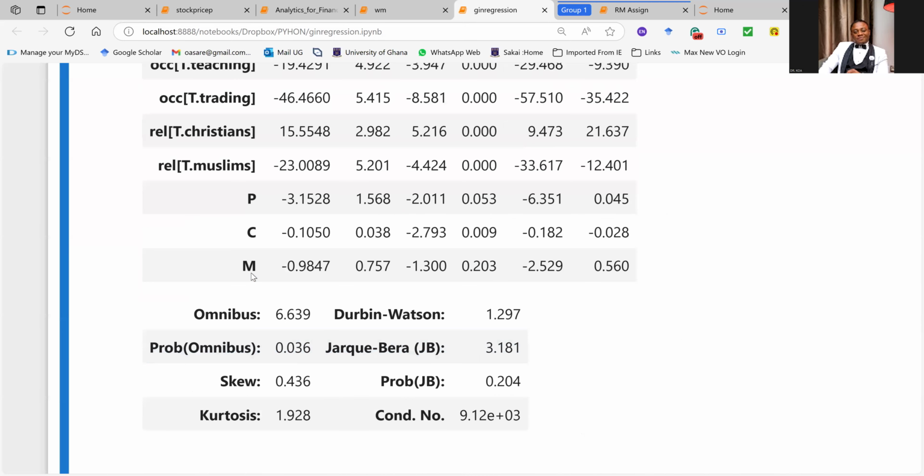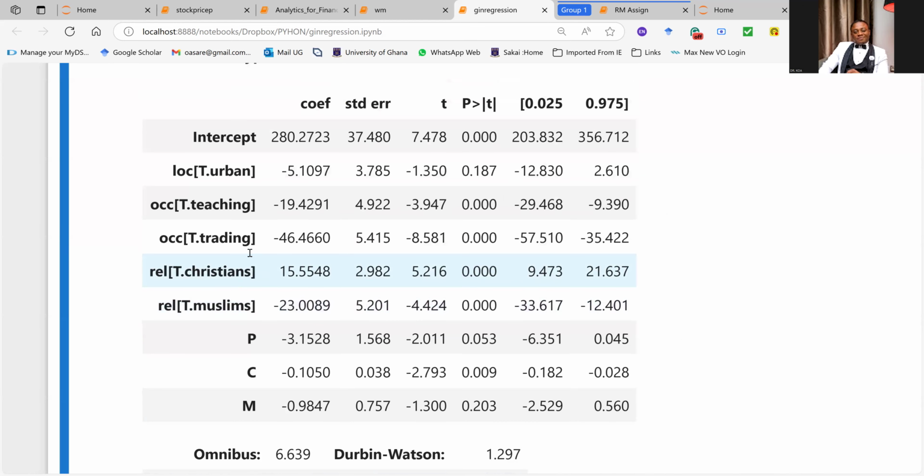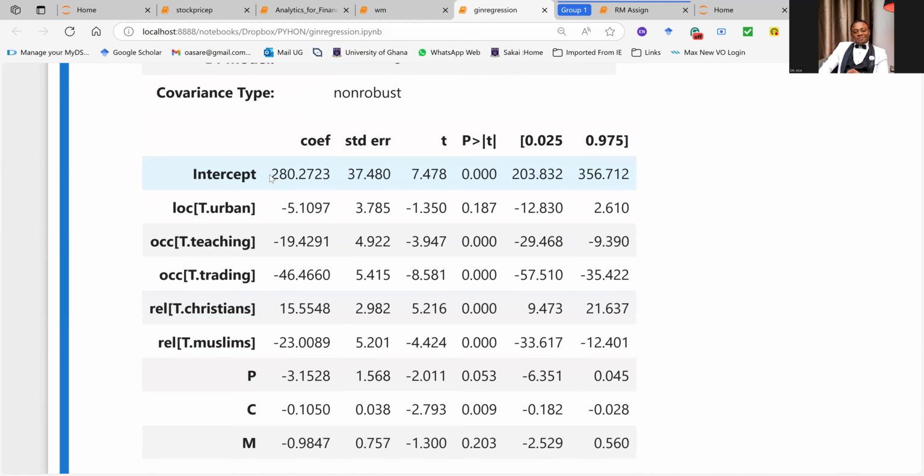How do you get the numbers? Go up there. The numbers are in the coefficient column. So the beta naught is the intercept. You pick this number, but remember it's correct to 2 decimal places. You take the next one, and you correct it to 2 decimal places. 2 decimal places for this will be what? Location urban. What will be the 2 decimal places for it?